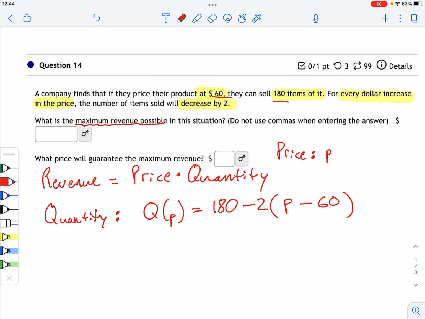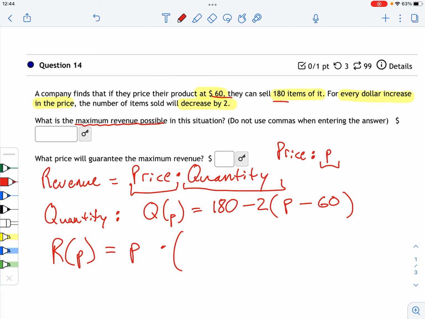So let's take that and make a revenue function. Revenue is a function of price. So this is function notation. This means price goes in and revenue is what comes out. That's not R times P, that's a function R of P. And so we're going to take price times quantity. Well, our price is just P.